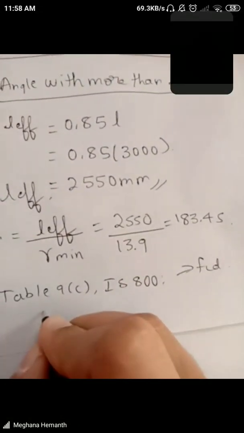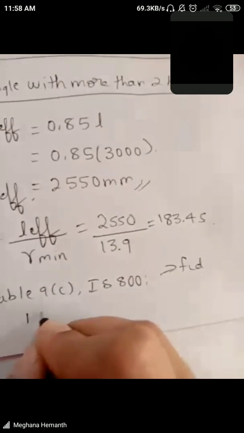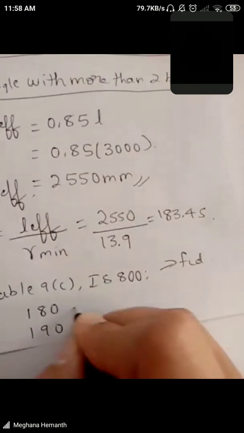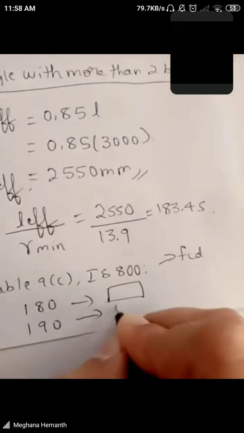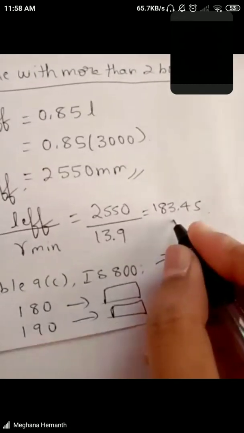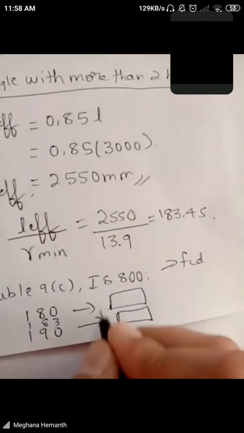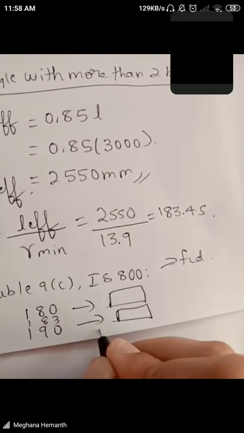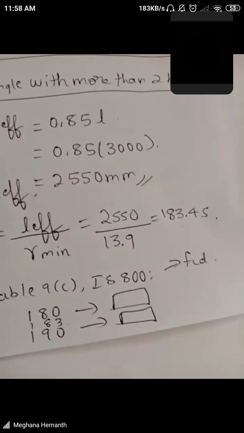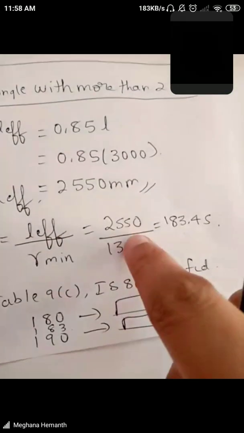If you just refer your IS 800, you will have 180 and 190. Write down the slenderness ratio values for 180 and 190. Your 183 will lie somewhere over here. So just interpolate for 180 and 190 and try to find out your value. Directly you can interpolate in your calci.